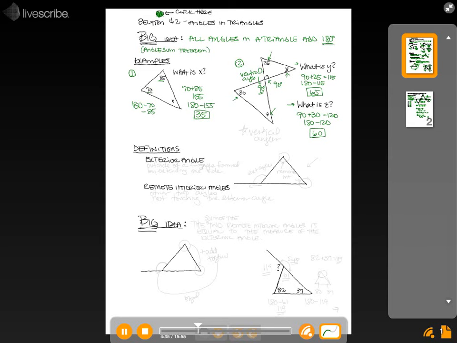So that's something I want you to watch out for. Let's put a star down here. Vertical angles. Something that's going to show up today in your homework and throughout these notes. Okay, so remember those. Next, we got a couple of definitions.